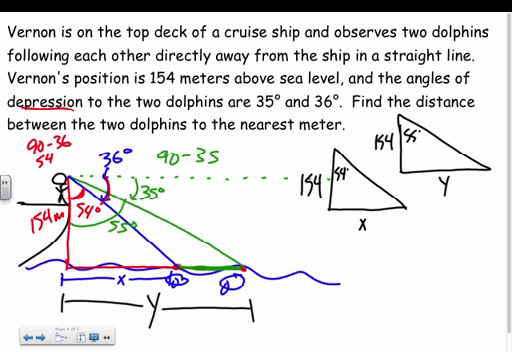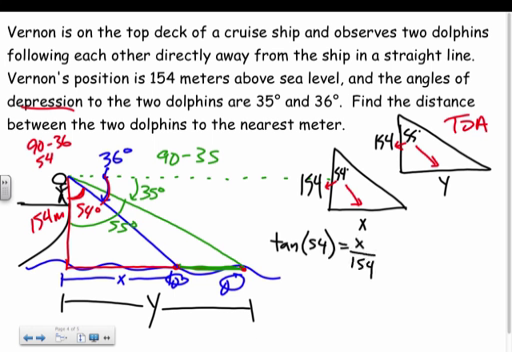Well, let's take a look. What trig ratio are we going to use? Okay, I want to know the opposite, and I have the adjacent. That's for both those, right? Want to know the opposite, have the adjacent. So we're using TOA, we're using tangent for both. Okay, so let's set up for x here. I got the tangent of 54 equals x over 154. And over here for y, I got the tangent of 55 equals y over 154.